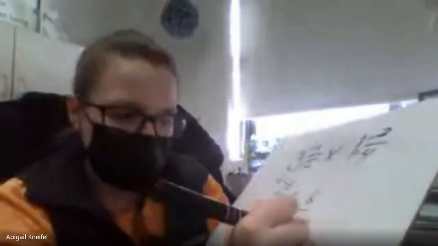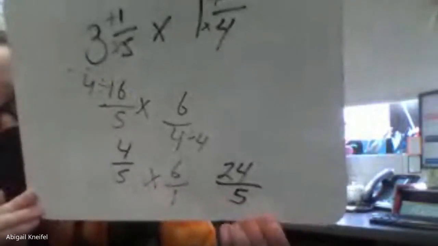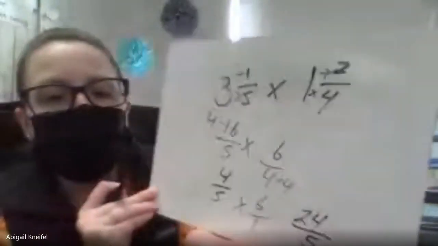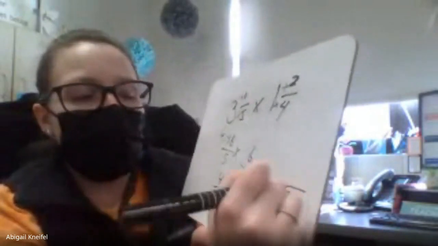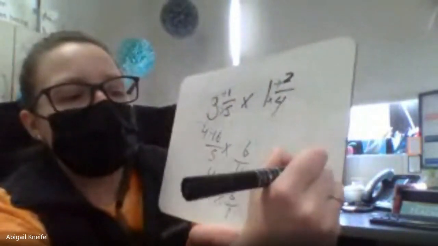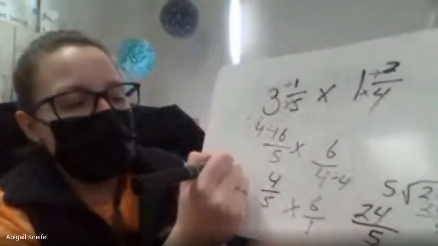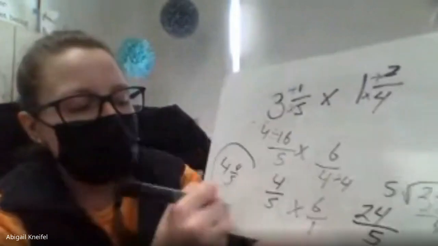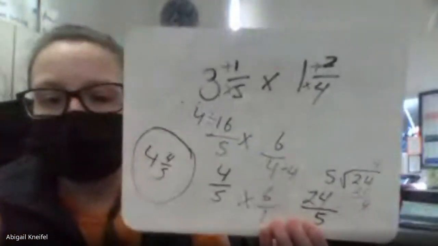6 times 4 is 24, right? Yeah. 24 over 5. I cannot leave it like that. I have to divide because my numerator is bigger than my denominator. 24 goes in the box. 5 goes on the outside. 5 goes into 24 4 times, which equals 20. Remainder 4. So my answer should be 4 4/5. 4 4/5.